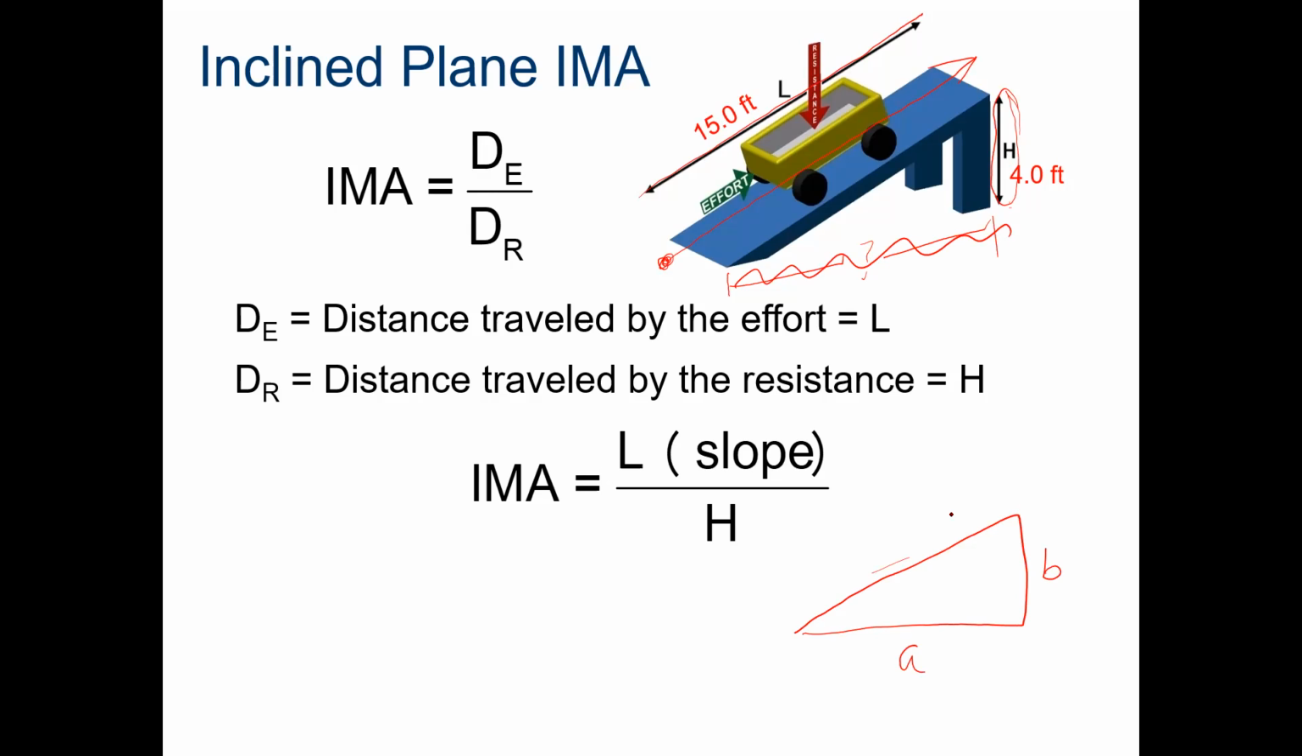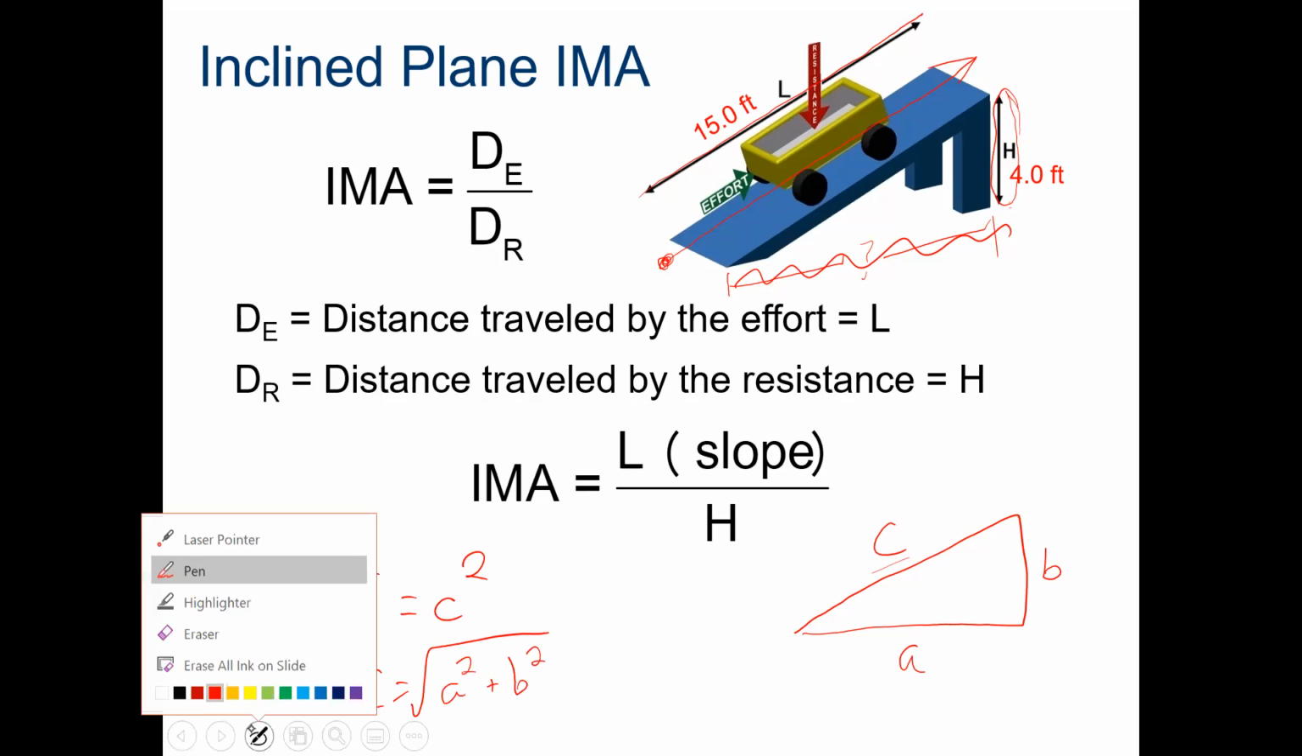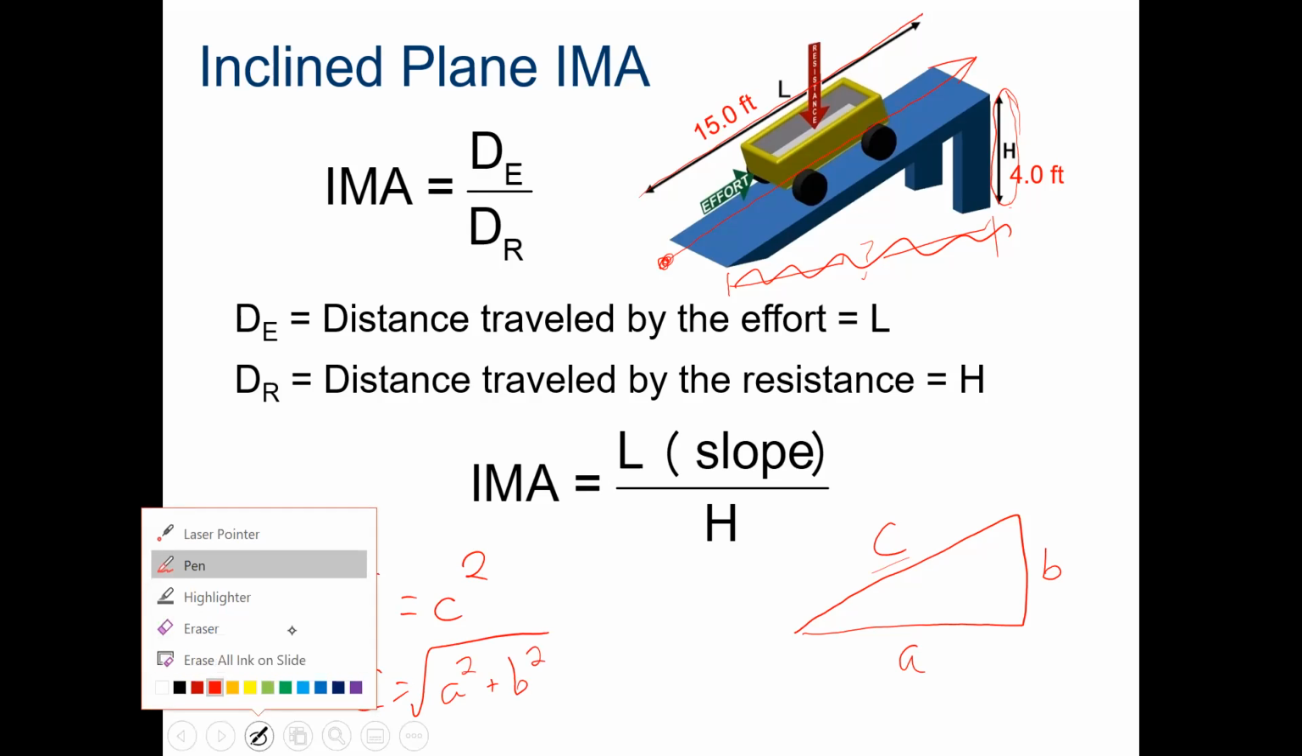Well, if you remember how to do that, it's just a triangle now. So we'll call our slope C. If you remember the Pythagorean theorem, a squared plus b squared equals c squared, sometimes you'll have to find that slope. And so C is going to be equal to the square root of a squared plus b squared. Keep that in mind when you're moving forward, okay?